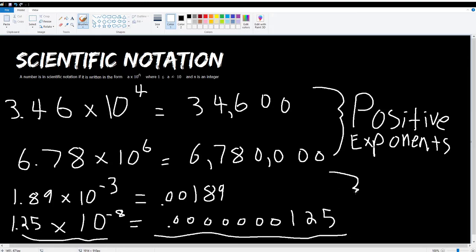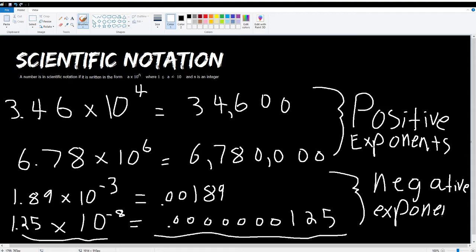So these are negative exponents. Okay. So remember, negative exponents move to the left, positive exponents move to the right. So let's see if we can convert some bigger and smaller numbers into scientific notation.